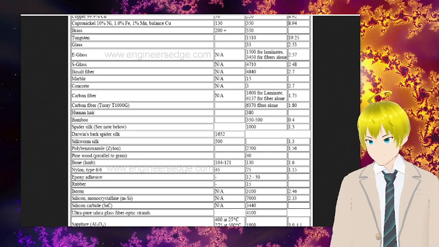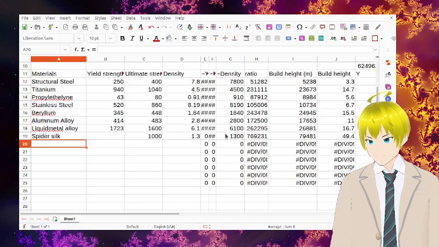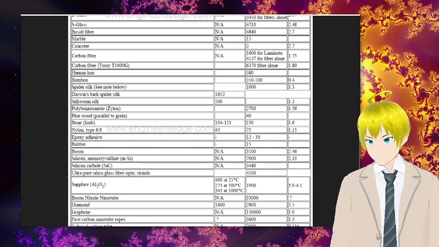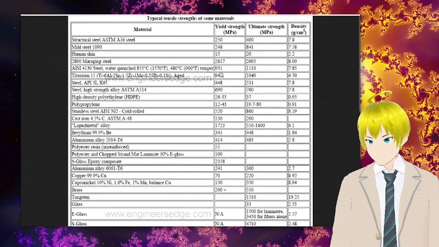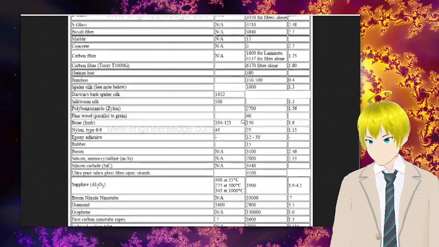Wait, so spider silk builds higher than metal. I guess it's because of the lower density, so it's not collapsing itself. Amazing. Spider silk, man, it's the future. What else looks good? Bone. Bone, no, these don't look like good values. We need something with a very, very high yield strength and a very, very low density.